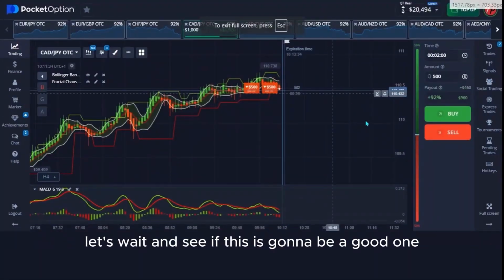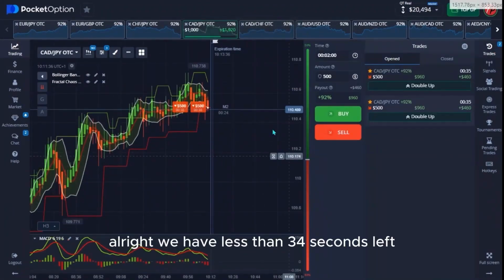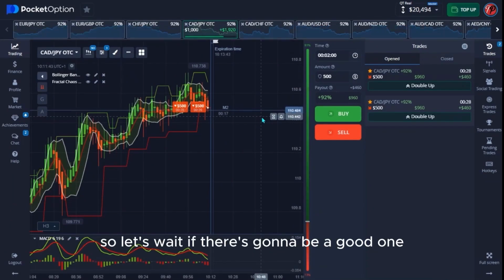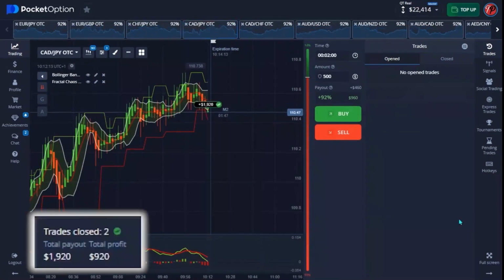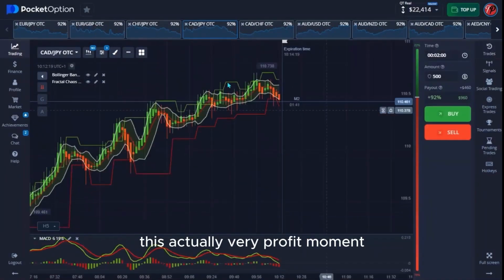So guys, let's wait and see if this is gonna be a good one. All right, we have less than 34 seconds left, so let's wait and see if this is gonna be a good one in the next few seconds. So everyone here lost money on that. This is actually a very perfect moment.